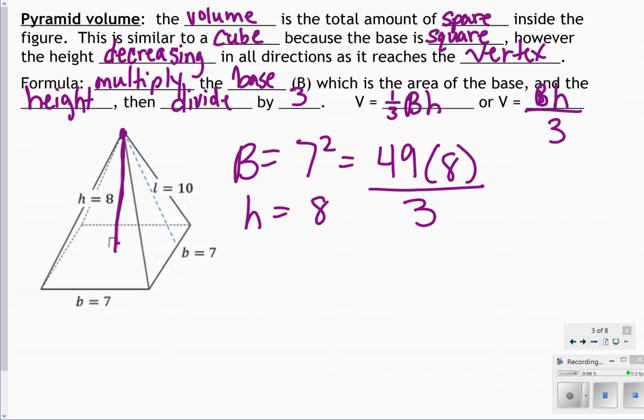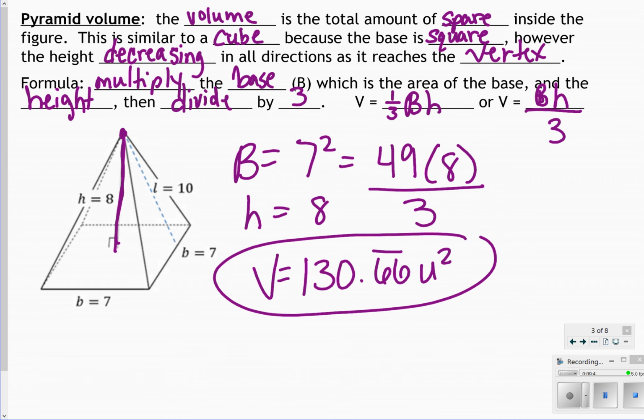So when you calculate that, you get a little bit of an uncomfortable number, and usually when we get numbers that seem a little uncomfortable, we go back and check ourselves. But what you'll get is that the volume of this pyramid ends up being 130 and 2/3, or 130.66 repeating. We don't know the units, we're going to say units squared. All right? Make sure you have this information.